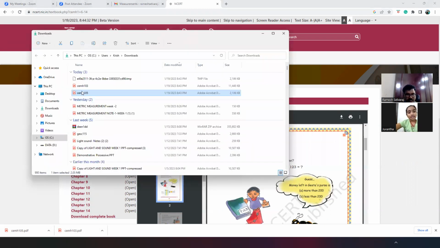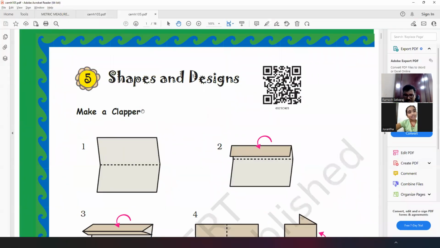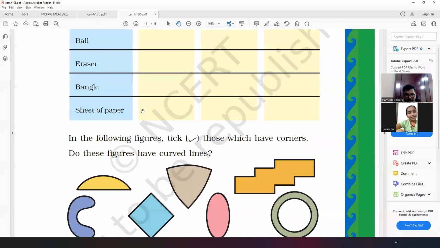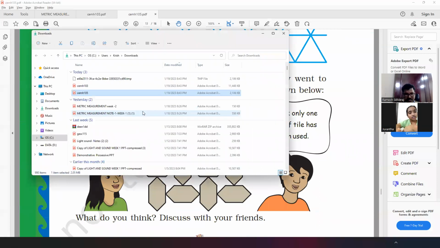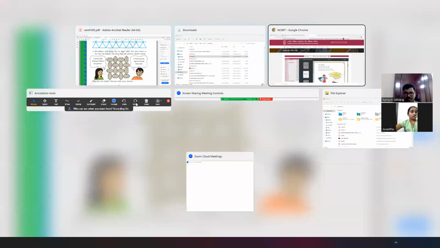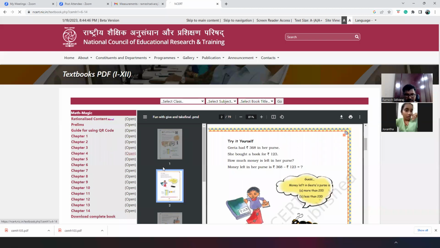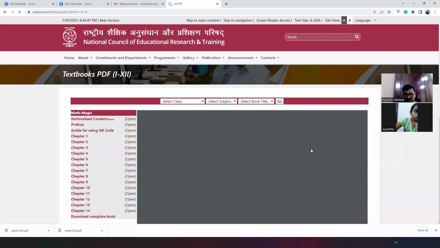This is money. There is one book. I just downloaded. Actually, I sent it through my office email, but I couldn't see that email. Just a minute.